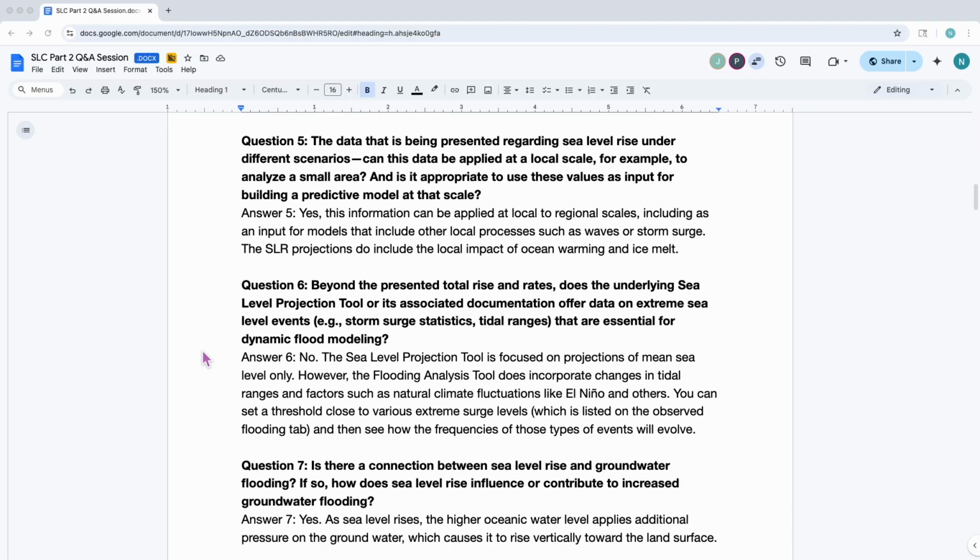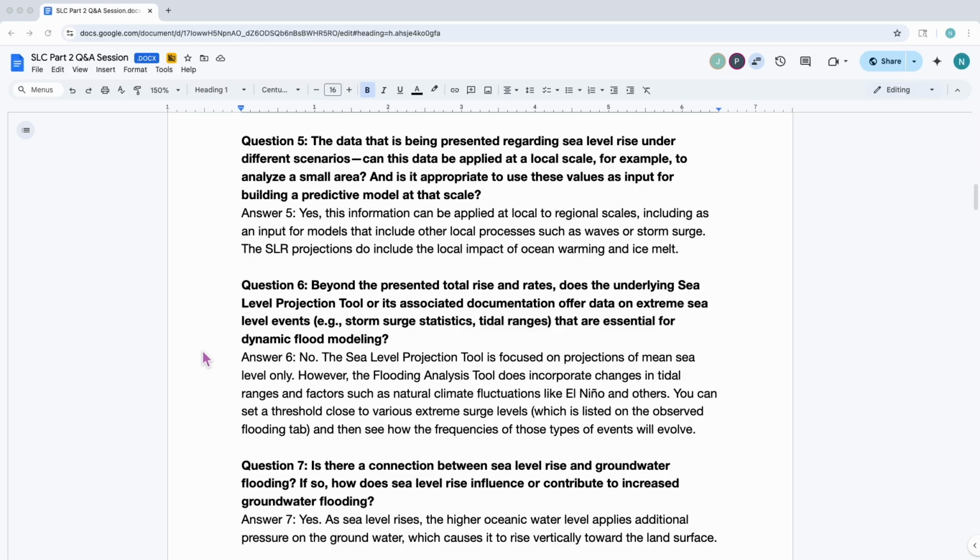Question number 5. The data that is being presented regarding sea level rise under different scenarios, can this data be applied at a local scale, for example, to analyze a small area? And is it appropriate to use these values as input for building a predictive model at that scale?